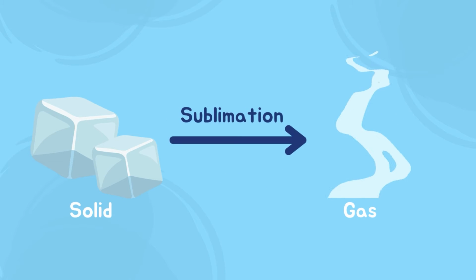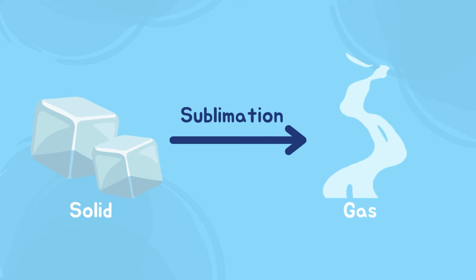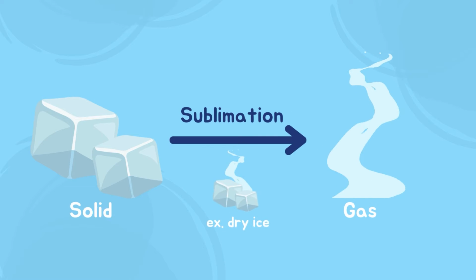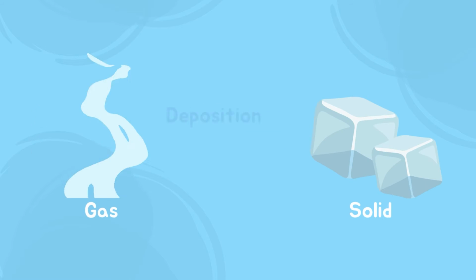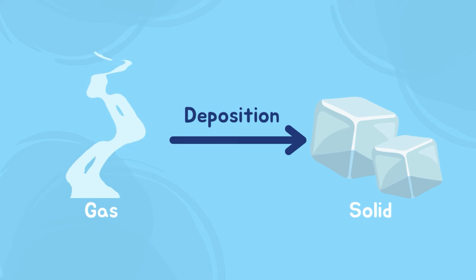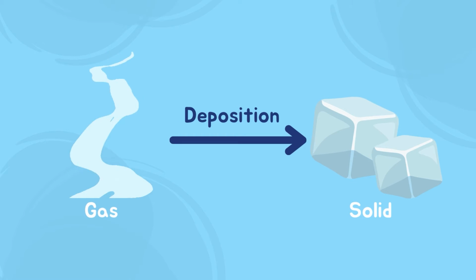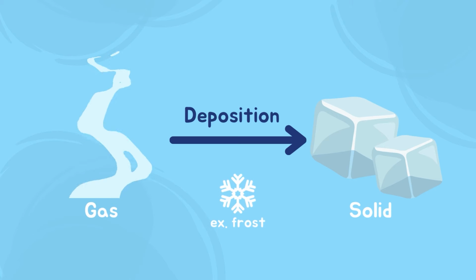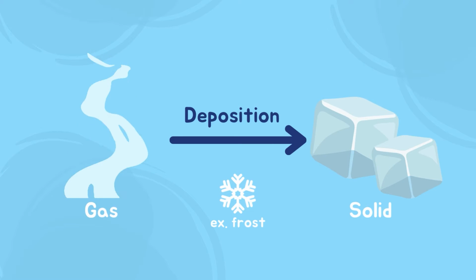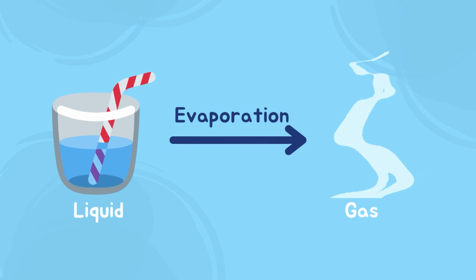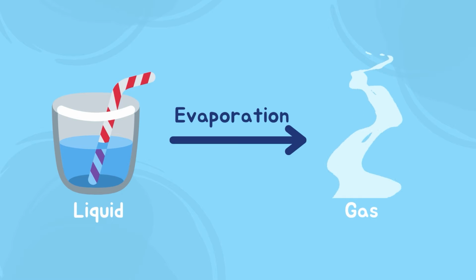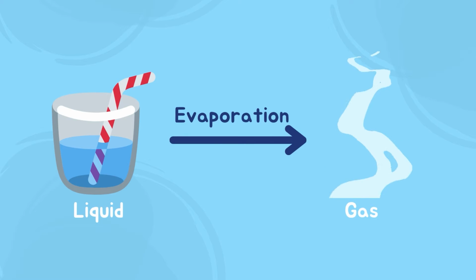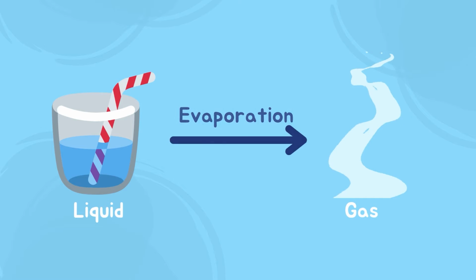The process of a solid changing to a gas is called sublimation. An example of sublimation is when dry ice turns into gas vapors. The process of changing from a gas state to a solid state is called deposition. We often see this in the form of frost, when water vapor turns into frost because of the cold weather. The process of changing from a liquid state to a gaseous state is called evaporation. The liquid is usually heated or exposed to warm temperatures to start the evaporation process.